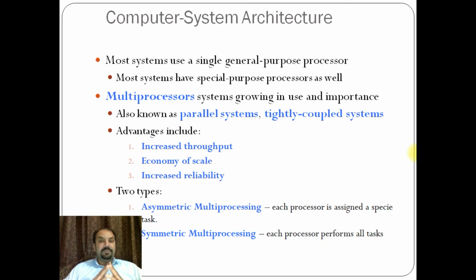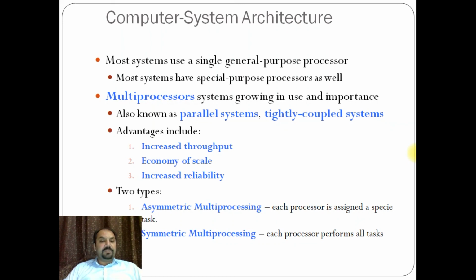Increased reliability means that when we use multiple processors in a system, the failure of one processor does not halt the entire system. Let's say we are using a multiprocessor system with five processors and one processor fails. The failing of one processor will not bring the entire system down. It is called increased reliability. Reliability increases with using multiple processors.